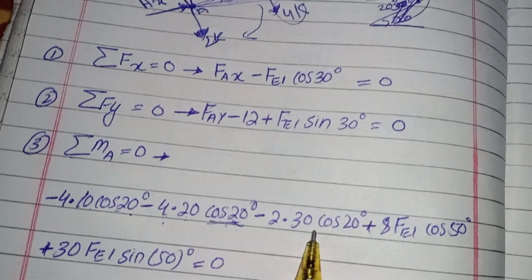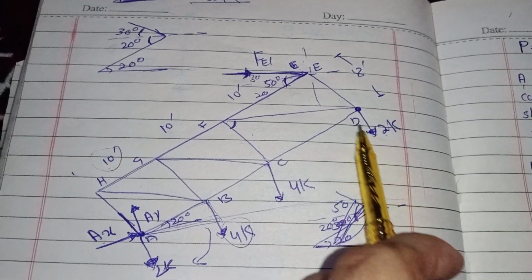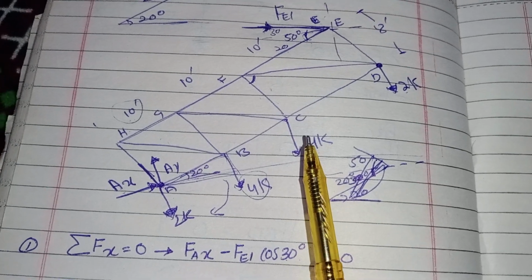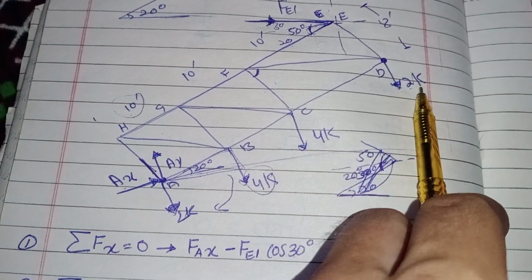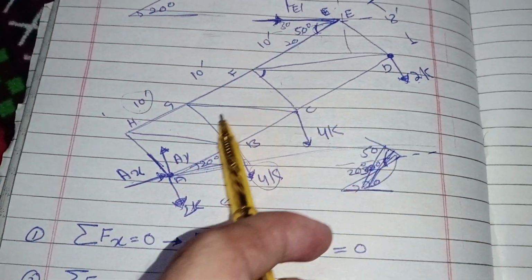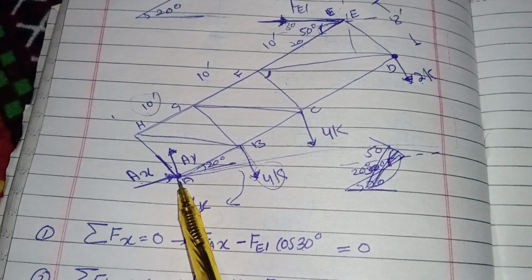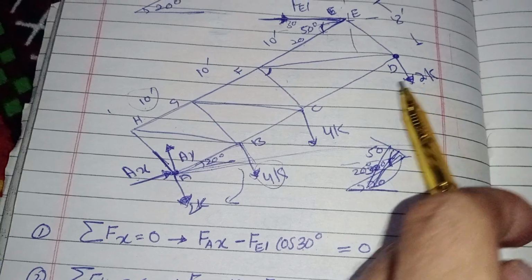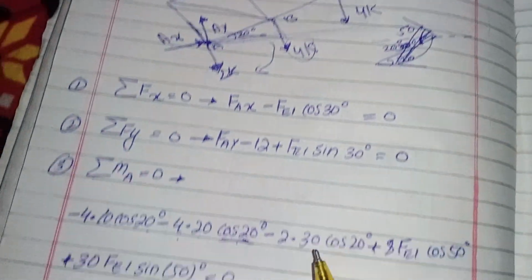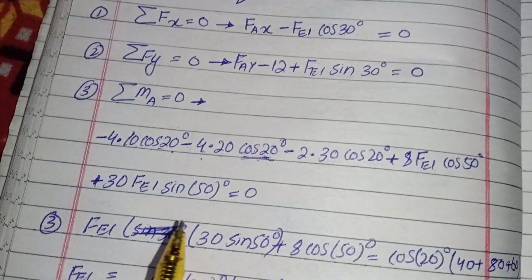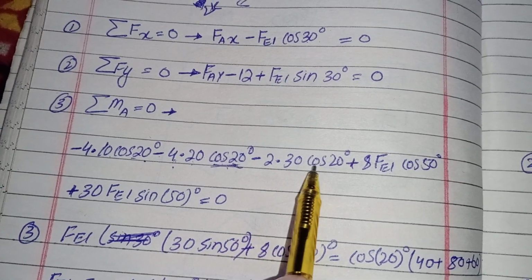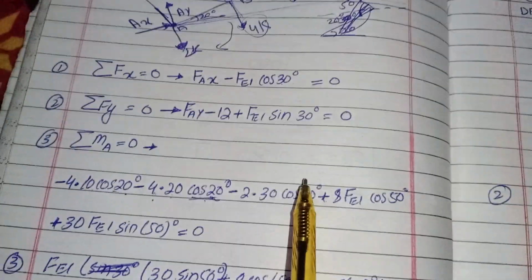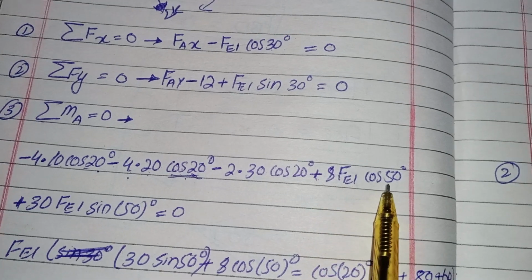Negative 2 into 30. So this is 2 into distance. Moment equals R times F, where R means radius or distance and F means force. So the 2-kip load is 30 feet away from point A, into 2. So 2 into 30 cos 20 degrees, plus this FEI cos 50 degrees.